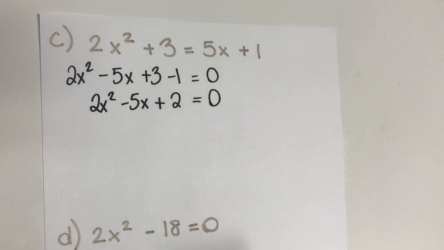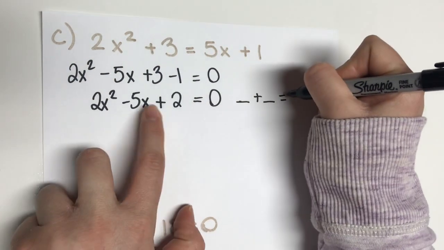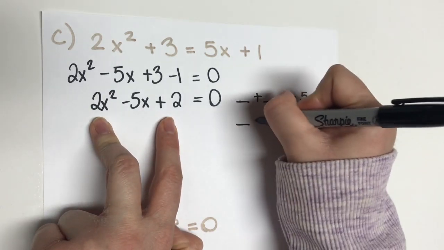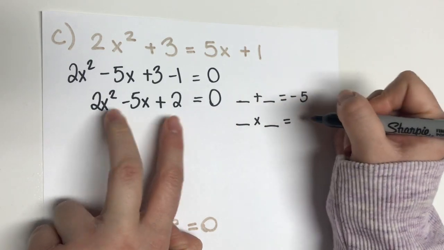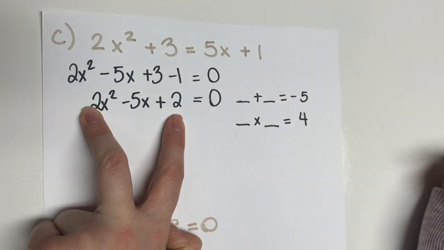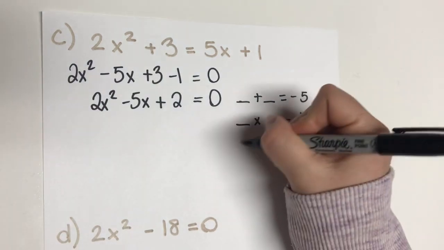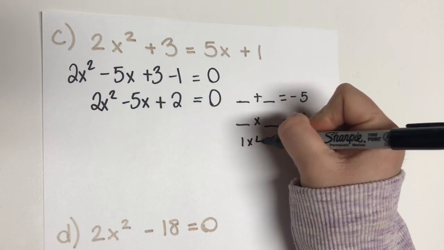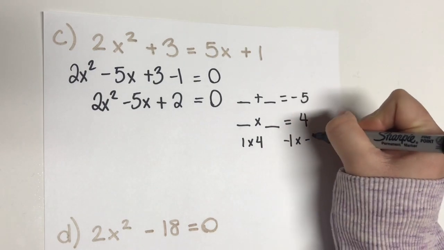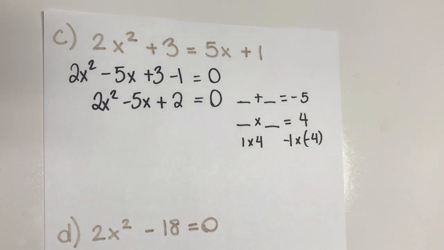Now I need to factor. So I'm looking for two numbers that I can add together to get the middle coefficient of negative 5. And the same two numbers I want to multiply to give me the product of A and C, so 4. So I'm going to think about the factors of 4. 1 times 4. That doesn't work. Negative 1 times negative 4. That works. So those are my two numbers, negative 1 and negative 4.